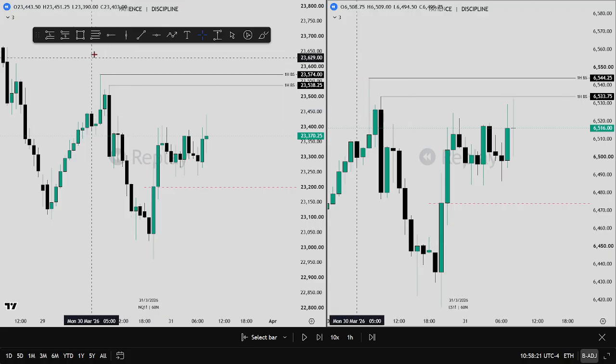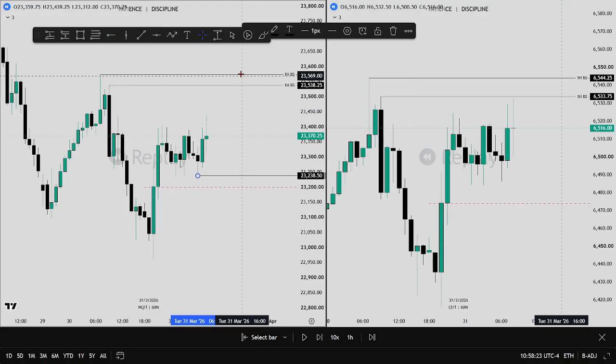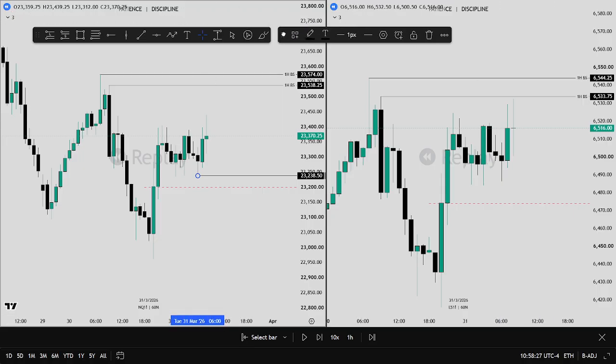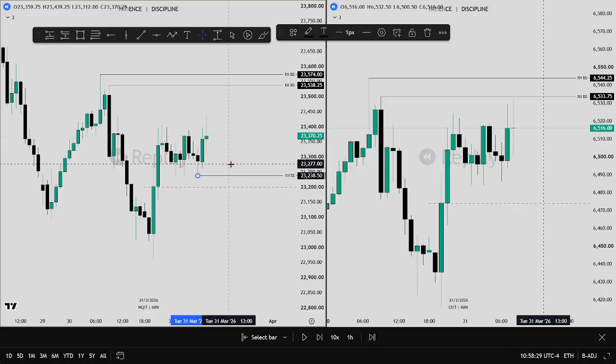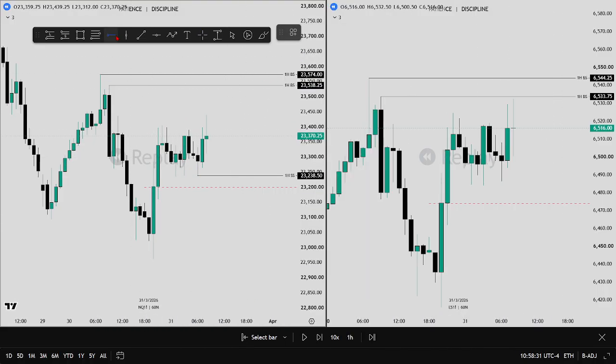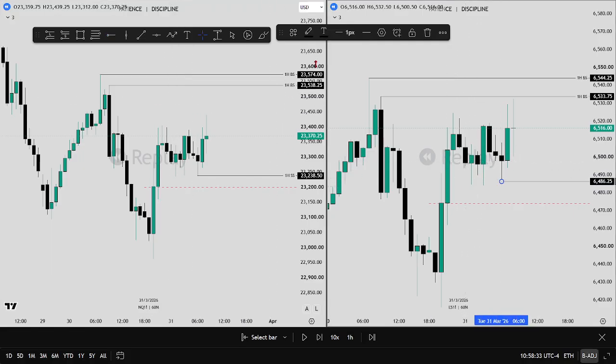Then I mark the ones here. This is a sell side liquidity. Then I mark these ones also here, which is also a sell side liquidity.